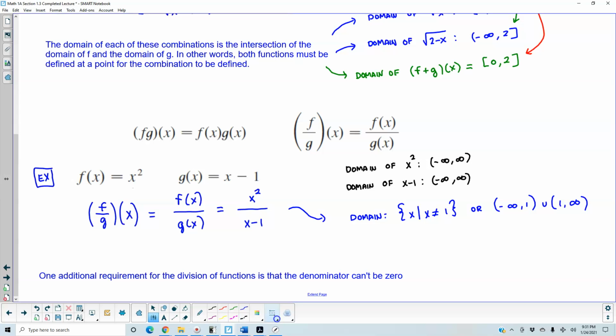However, when we combine them, we have this denominator, and we need to exclude the value where x minus 1 equals 0. So this x minus 1 cannot equal 0. So therefore, x cannot equal 1, which we have to exclude in our domain.